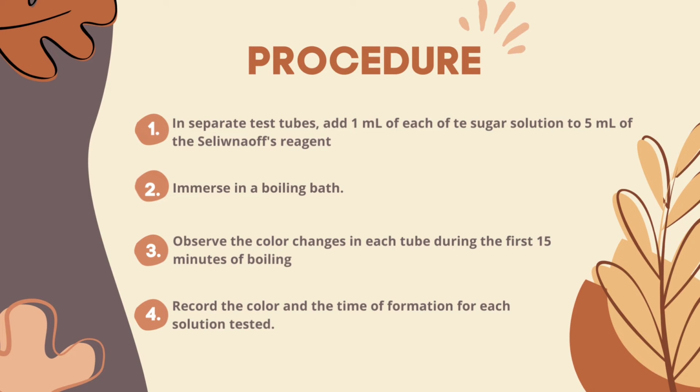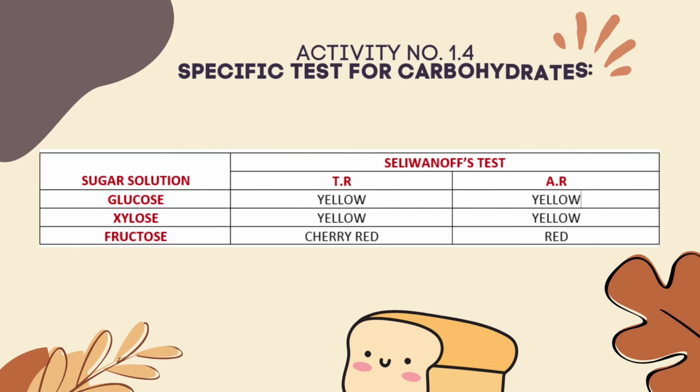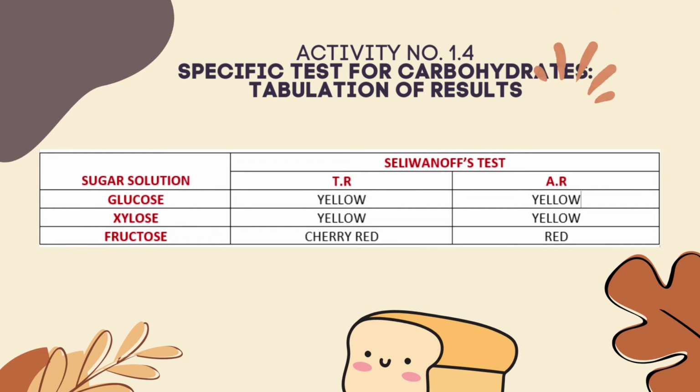Step 2. Immerse in a boiling bath. Step 3. Observe the color changes in each tube during the first 15 minutes of boiling. Step 4. Record the color and the time of formation for each. Specific tests for carbohydrates. Tabulations of results. Glucose and Seliwanoff's test produce TR yellow and AR yellow. Xylose and Seliwanoff's test produce TR yellow and AR yellow, while fructose and Seliwanoff's test produce cherry red and red.